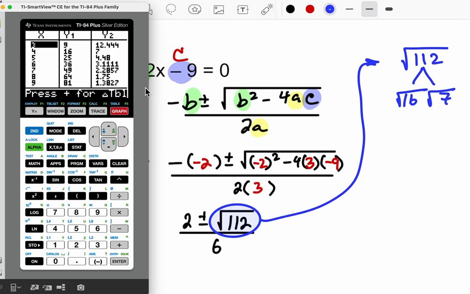All right, so we have our winner, the 16 and the 7. Rad 16 is 4. Rad 7 is rad 7. We can't do anything about that. All right. So this is going to substitute in for the rad 112.